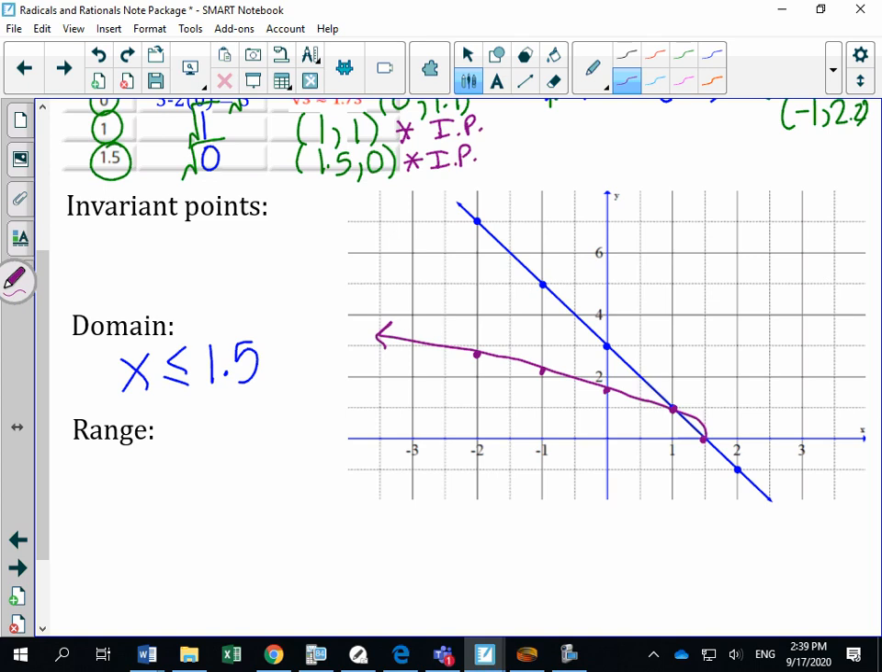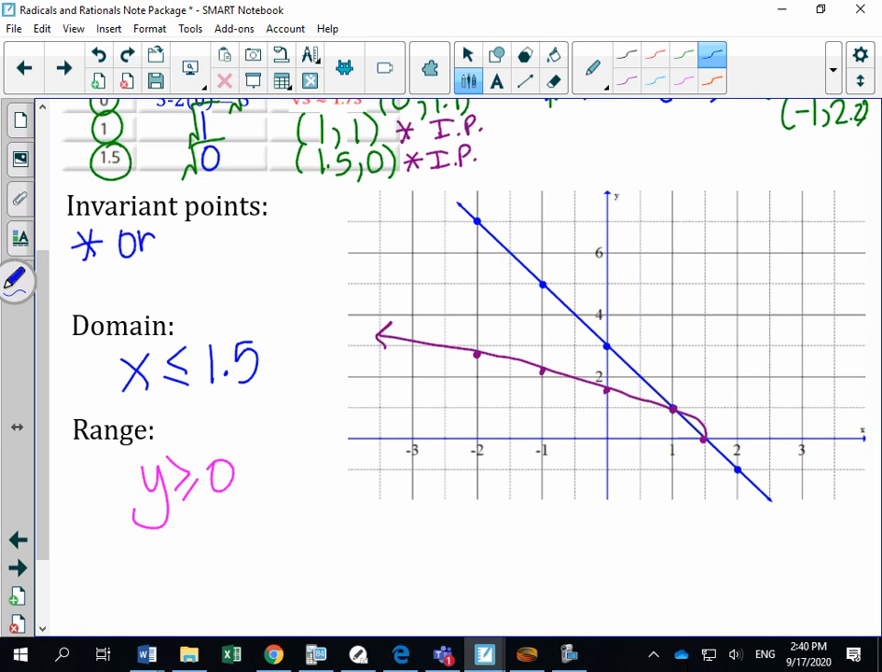Okay, so let's do a couple of things. The domain of my graph, as you could see, is x is less than or equal to 1.5 of my radical graph, and that's correct. That's the biggest x value on that purple graph is 1.5. The range of this radical graph doesn't change. Y is greater than or equal to 0. Or sorry, it does change from the original. The original range was y is a set of real numbers, but this graph is y is greater than or equal to 0.